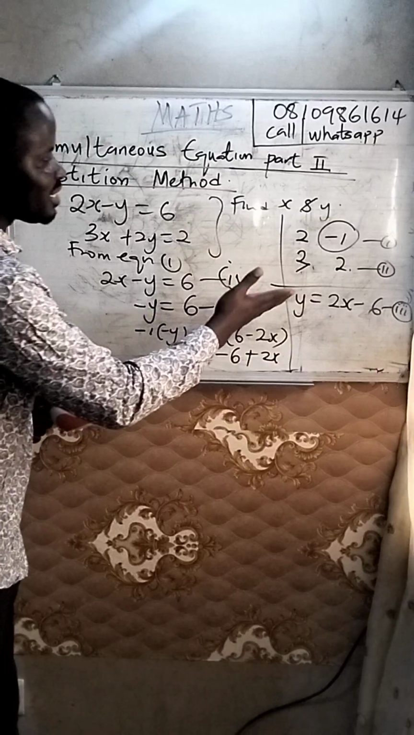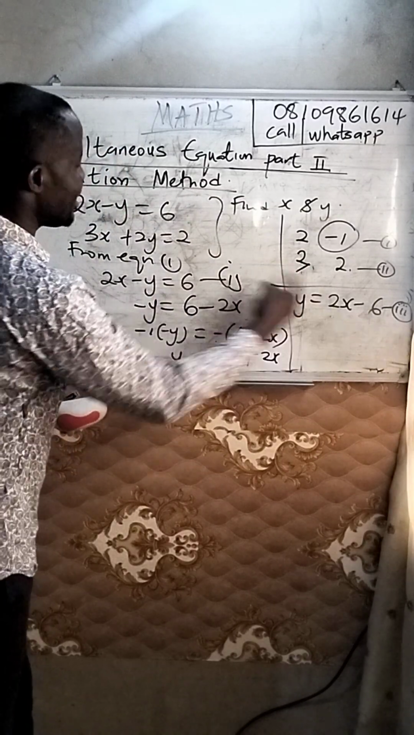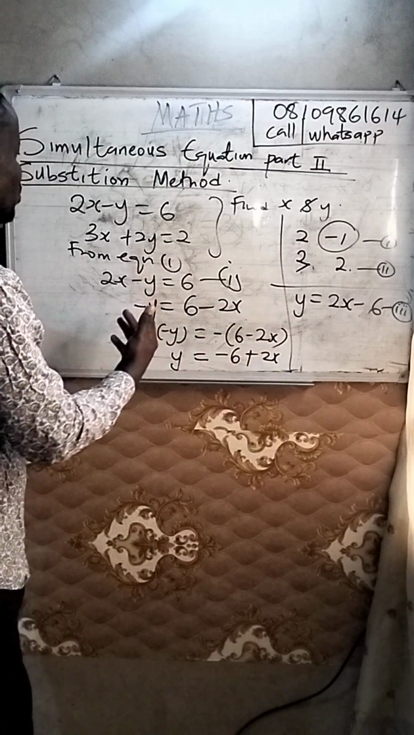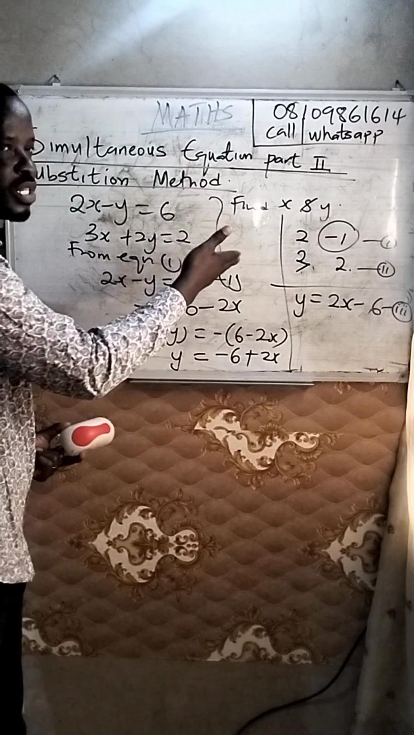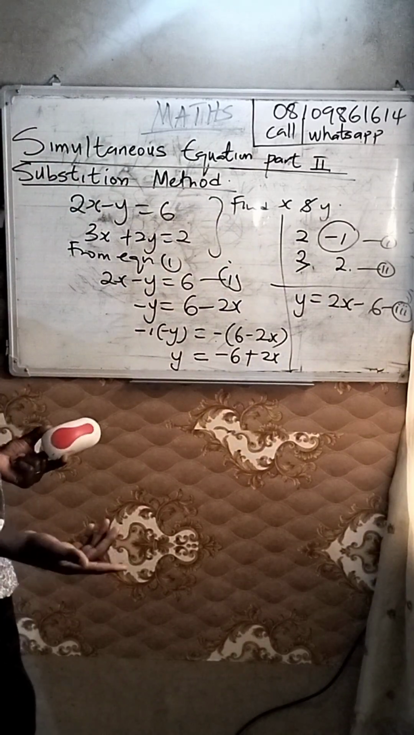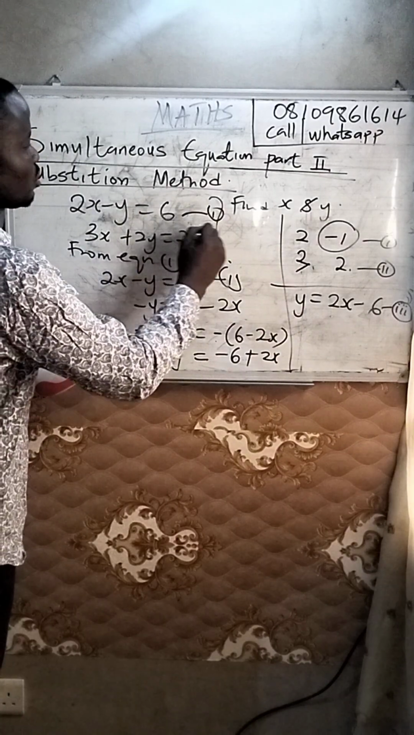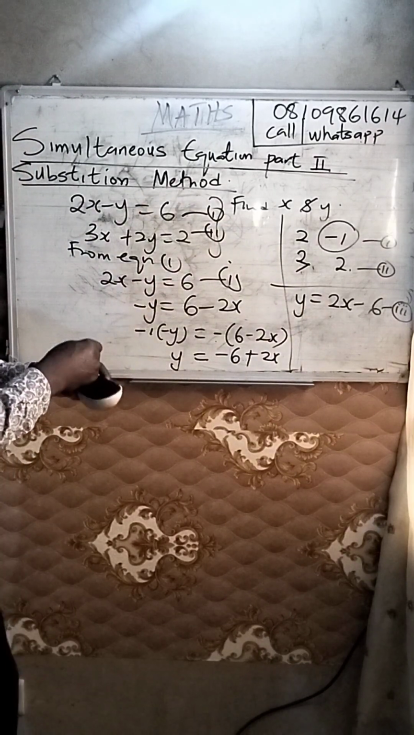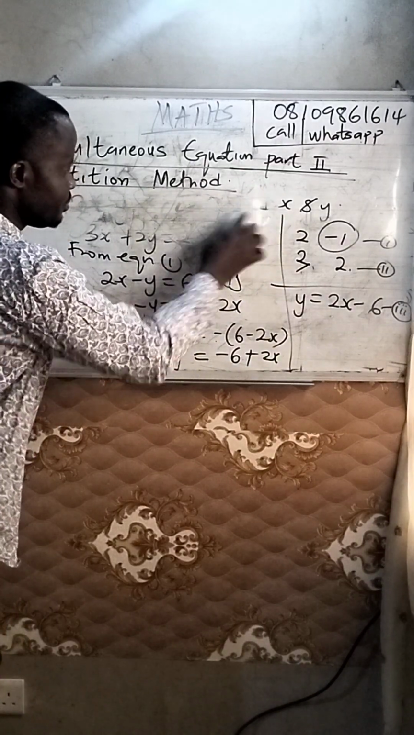So I'm going to replace this y in equation 2. Anywhere I see y in equation 2, I'm going to put 2x minus 6. You are not going to put it back into equation 1, because if you put it back into equation 1, that means you are getting this back. Is that okay? So now, let's go. This is equation 1 I'm referring to, this is equation 2 I'm referring to. Sorry about that.